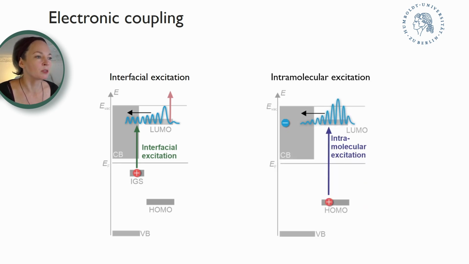In the second experiment, we do intramolecular excitation. So we excite the organic molecules and then we watch the population decay of the excited state. And by this, we can understand the strength of the electronic coupling to the zinc oxide conduction band and at the same time, the role of the photohole and whether its potential has any influence on the electronic coupling.